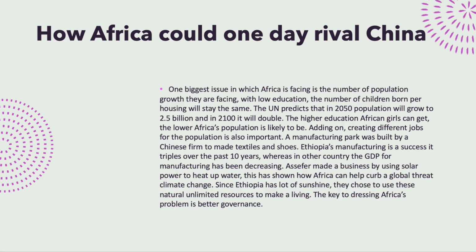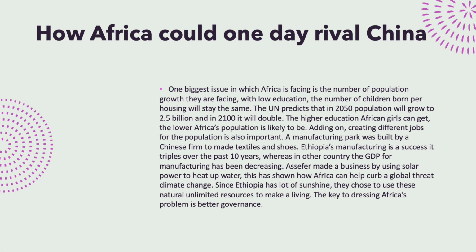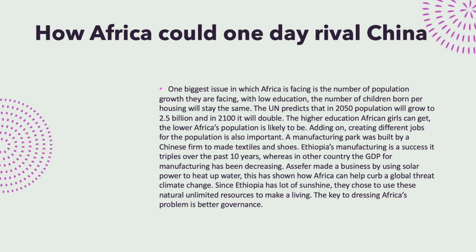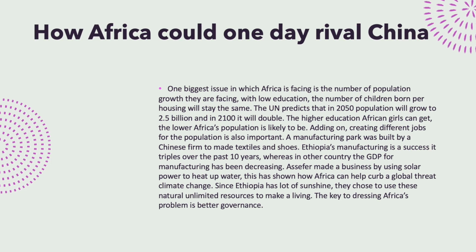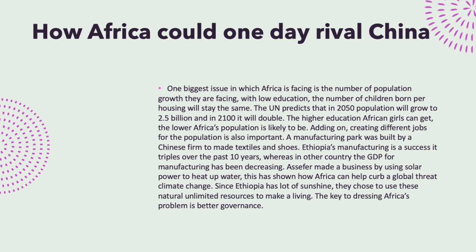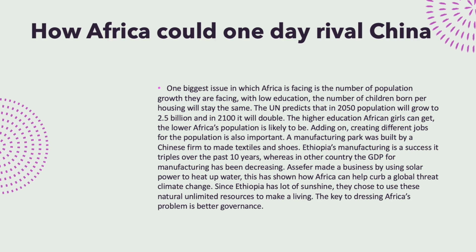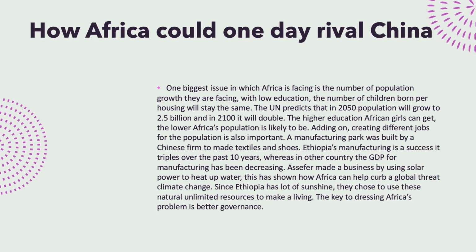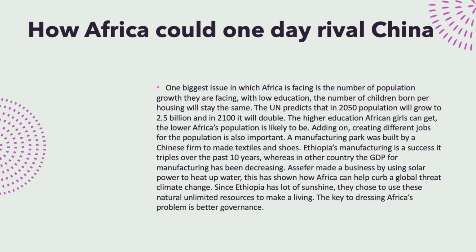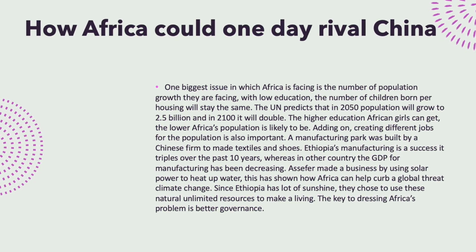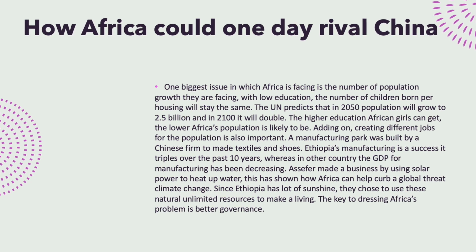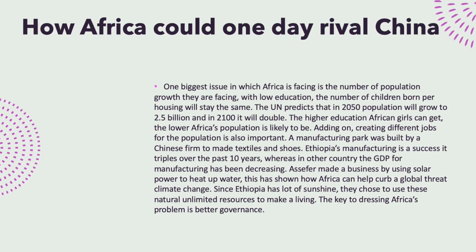How Africa could one day rival China. One of the biggest issues Africa is facing is population growth. With low education, the number of children born per household will stay the same. The UN predicts that in 2050, the population will grow to 2.5 billion and in 2100 it will double. The higher the education African girls can get, the lower Africa's population is likely to be. Adding on, creating different jobs for the population is also important.